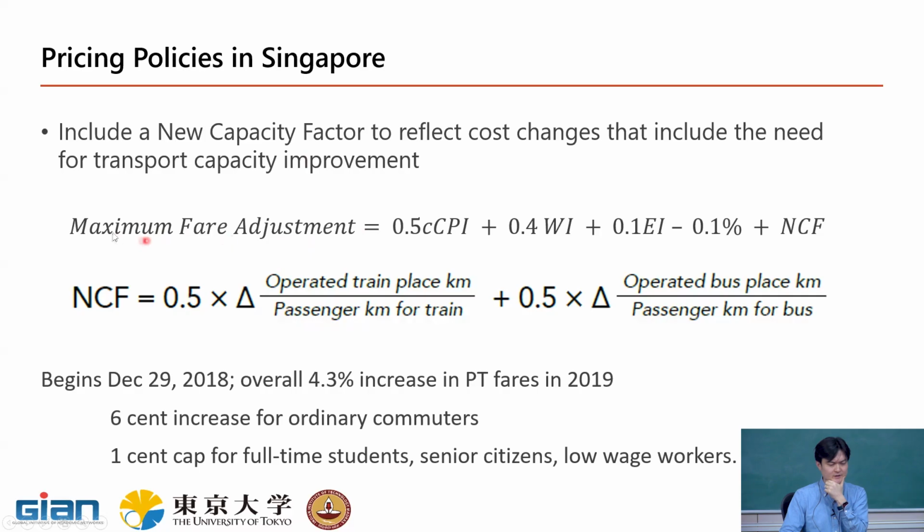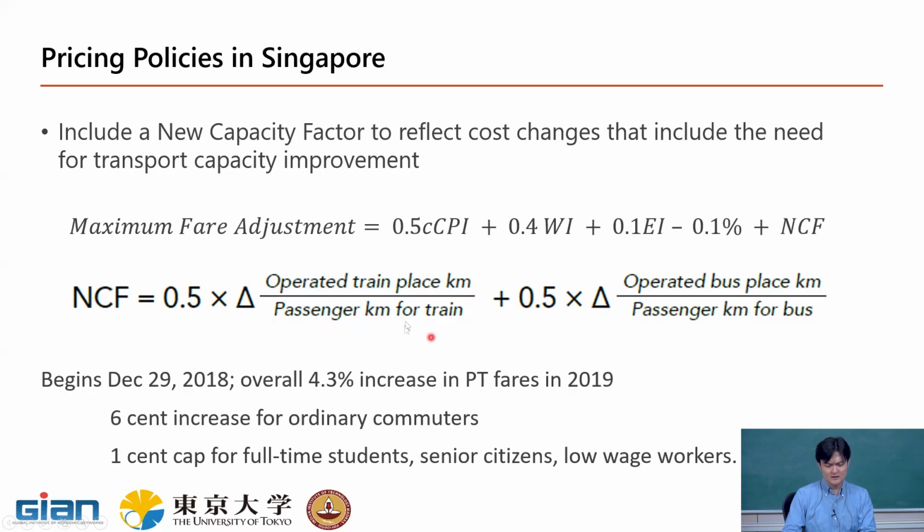So fare adjustments were capped at a maximum of a weightage formula that includes the consumer price index, so how much people are already paying for their consumer products, wage index, how much money they're making, and employment index, that's 1%. So 5 plus 4 plus 1 is 10. So this is a capacity factor I think they added, I forget. And then on top of that, please let us add a new capacity factor, as I said. This is what we need to add to the fare adjustment. We want the user to start paying a little bit so we can use that money for expanding our services. And this is calculated like this.